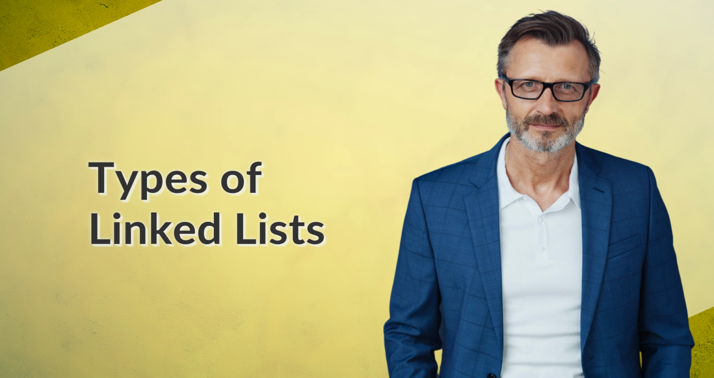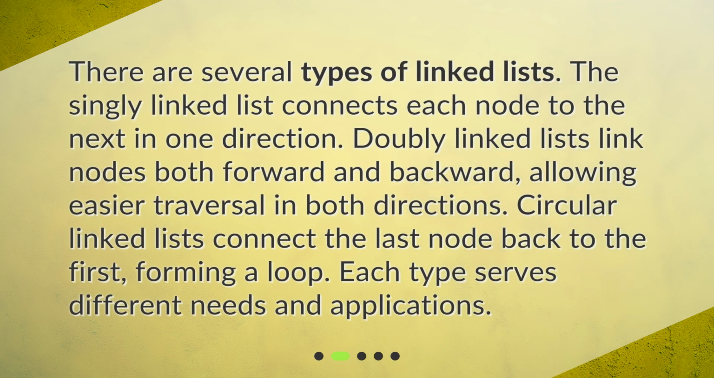Types of linked lists. There are several types of linked lists. The singly linked list connects each node to the next in one direction. Doubly linked lists link nodes both forward and backward, allowing easier traversal in both directions. Circular linked lists connect the last node back to the first, forming a loop. Each type serves different needs and applications.